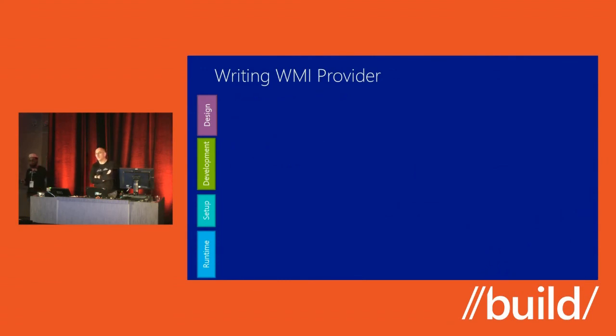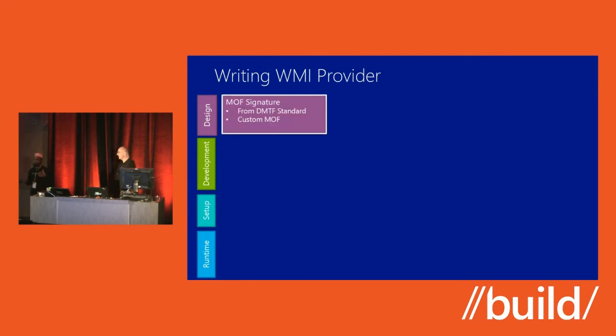In terms of flow, you can think of it as a 4-step process. First, you design what your knobs or your operations are going to be. Then you do the development of that. You write code for that. You set it up. And then you use it. First step, designing your MOF or designing your interface.